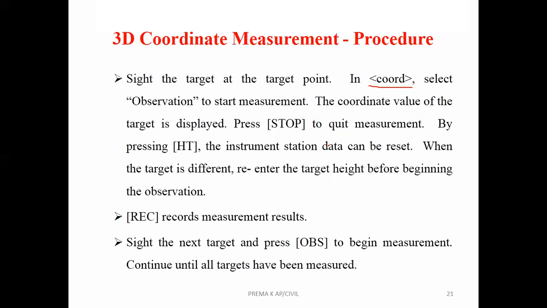So next, there is a simple step to find the coordinate of a target. So coordinate with observation and we are ready to take the reading. So we sight our target. So the EDM electromagnetic waves are traveling. So press stop to quit the measurement.